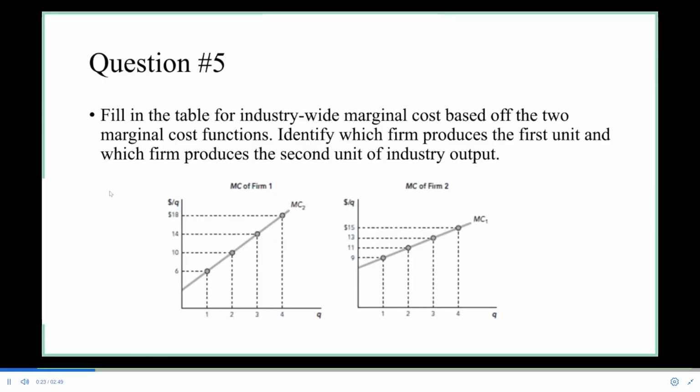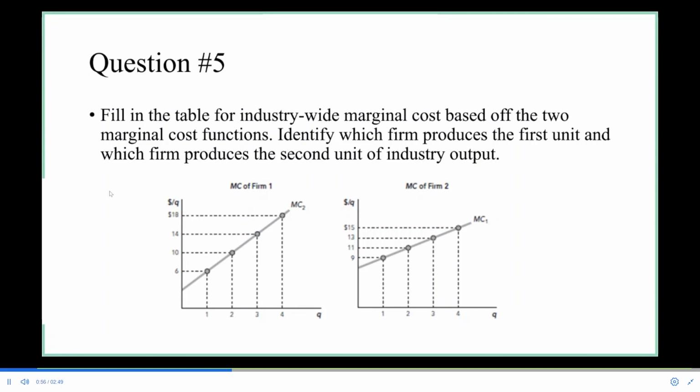So question 5 asks to fill in the table for an industry-wide marginal cost based off the two marginal cost functions. It asks to identify which firm produces the first unit and which firm produces the second unit of industry output. We can then use this information to fill in the rest of the table and make assumptions based off of the findings. So what we'll be using in this example is the invisible hand property 1, where essentially if one firm sets their price to be marginal cost, then this will have a trickle-down effect for other firms in the same industry.